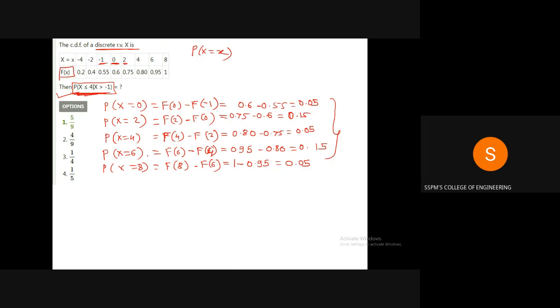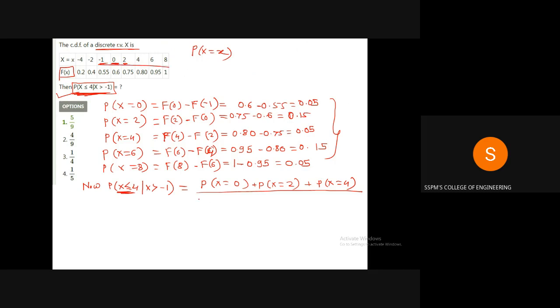Now we will try to solve it. So p of x less than or equal to 4 given x greater than minus 1 is equal to what? For the numerator, it is the probability of x is equal to 0 plus the probability of x is equal to 2 plus the probability of x is equal to 4. Those were the probabilities for x less than or equal to 4.